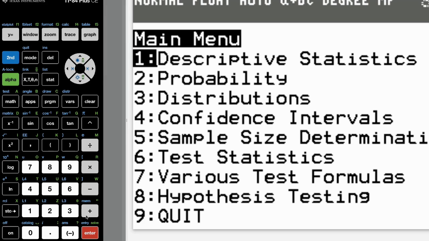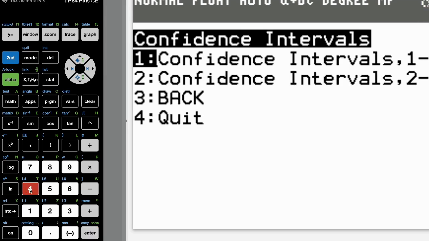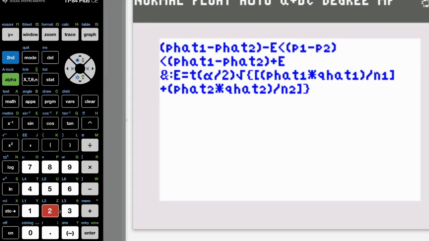That is a lot, I know. Talk about confidence intervals. Let's do the two-part. So p hat 1 minus p hat 2 minus e is going to be less than p1 minus p2 is less than p hat 1 minus p hat 2 plus e. And e equals, again, alpha over 2 times the square root of p hat 1 times q hat 1 divided by n1 plus p hat 2 times q hat 2 divided by n2.